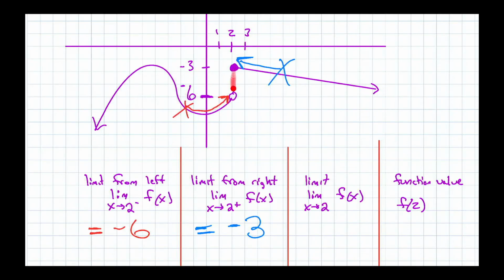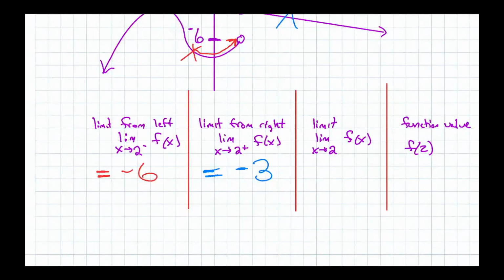And that's because you don't care about the solid dot or the open circle here for these. You only care about where you get to if you follow the curve. So you follow the curve here, you get to negative 6. You follow the curve here, you get to negative 3. Solid dot, open dot, doesn't matter. So that's why these come up the way that they do.